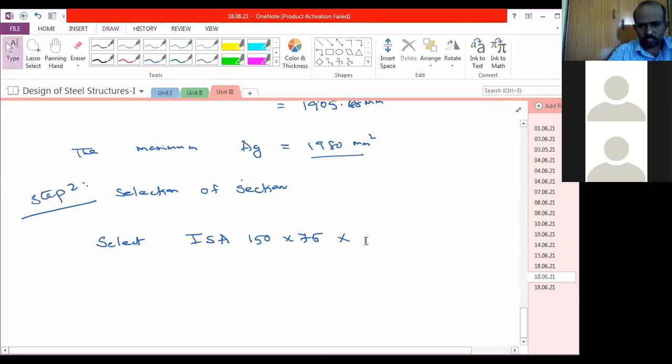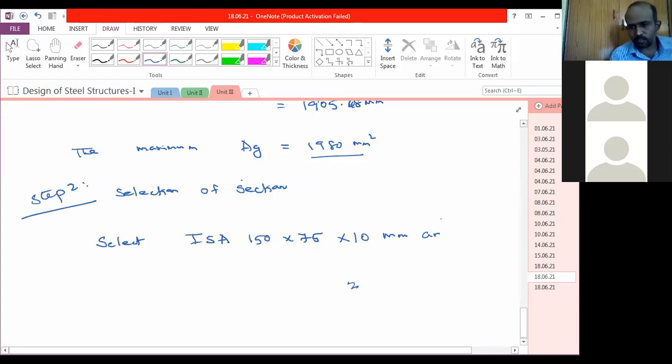Here you have to take 10. Please write it 10. So 10 mm. So select this angle section: ISA 150 by 75 by 10.